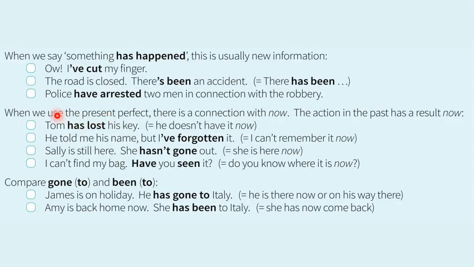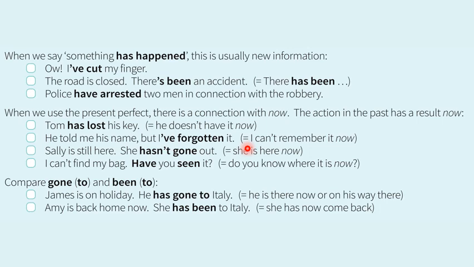Let's take more examples about present perfect. Tom has lost his key, which is exactly the same as the example in the previous slide. He doesn't have the key at the moment. There is another kind of verb that is always related to the present perfect. For example, forgot. He told me his name, but I have forgotten it. If you forgot something and you can't remember it at the time of speaking, you have forgotten it.